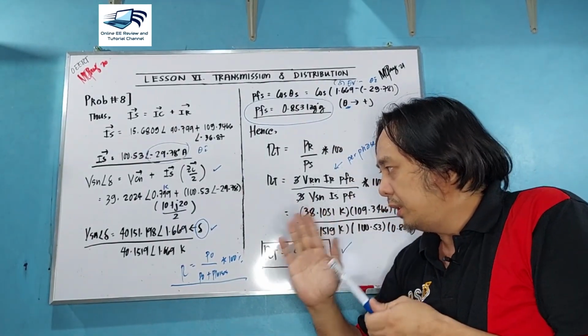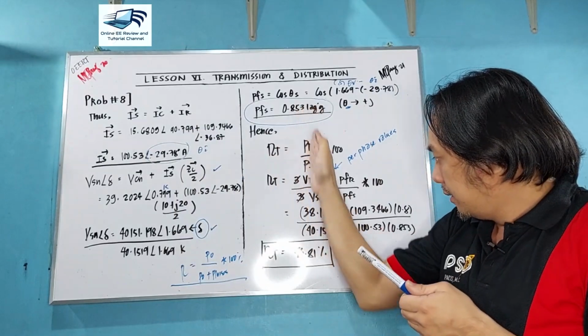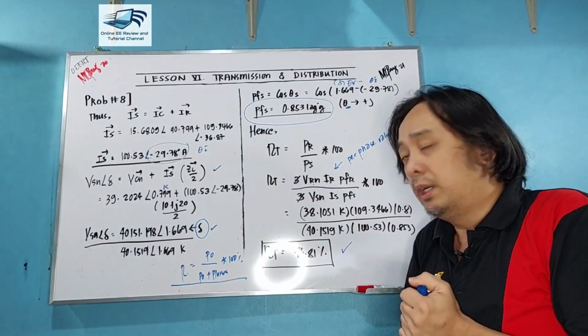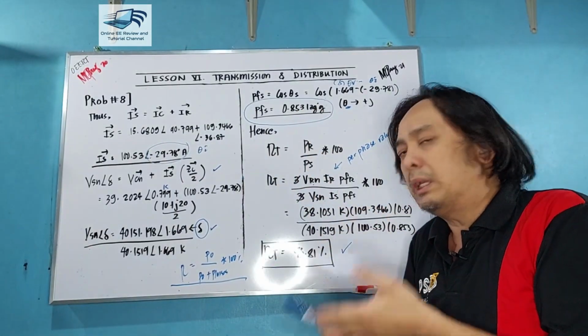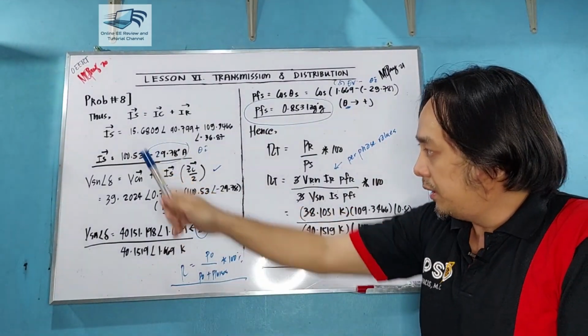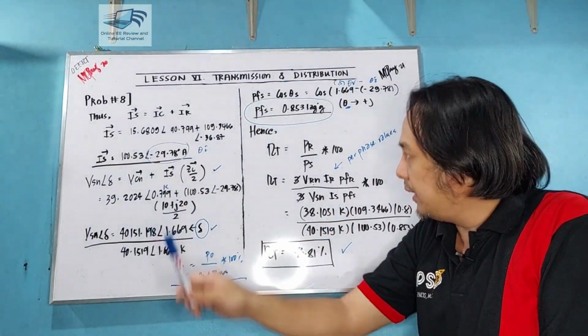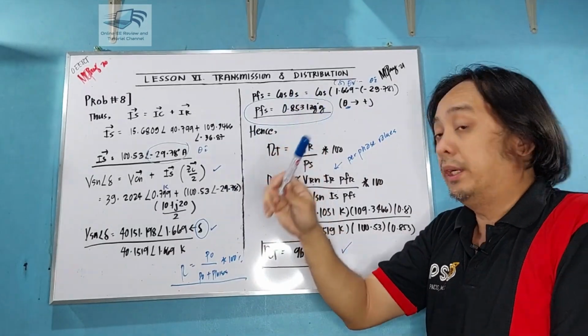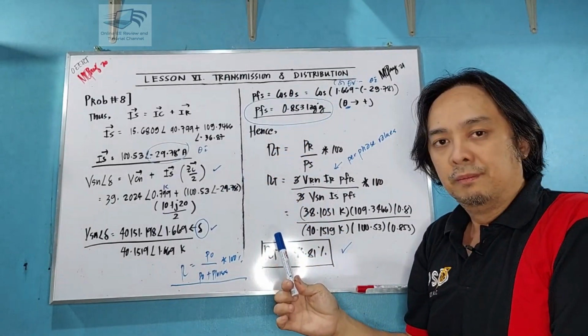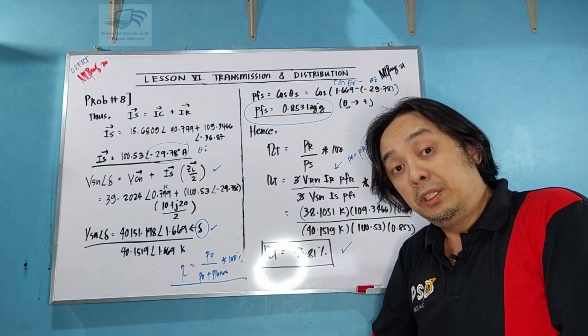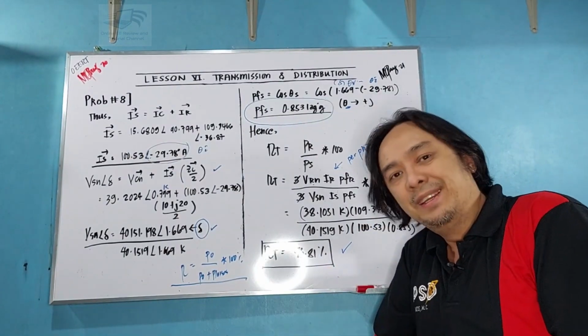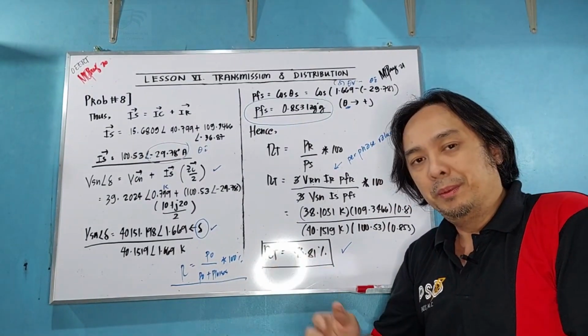But I established this solution here so that we can solve all of the important parameters: the sending end current, the sending end voltage, the sending end power factor, and then the efficiency. In other words, you're hitting 3 birds with 1 stone. Okay, let us move forward to problem number 9.